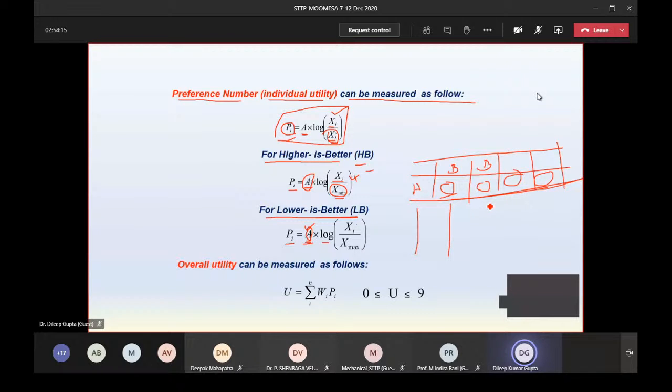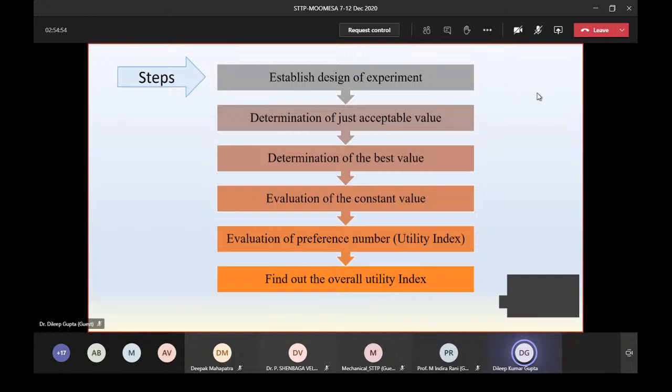Then we will find out the overall utility for this case, which can be measured as follows. The overall utility can be calculated as the weightage of the individual multiplied by the preference value of the individual. The value of u is now scaled between 0 and 9 because it is a logarithmic scale. You cannot have 0 to 1, so the value will not lie between 0 and 1. It will be between 0 and 9. So this is about the overall utility and how it can be used.